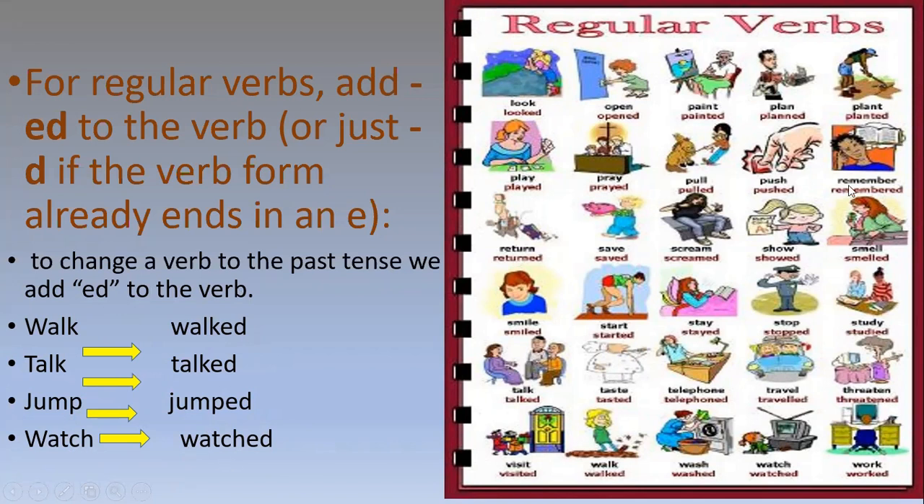Okay, so here we have a picture. We have many verbs that are regular verbs. For example, look at here, smile, it ends with an E. So we only add D. We don't add another E, we only put one E. So smile, smiled, we added only the letter D.